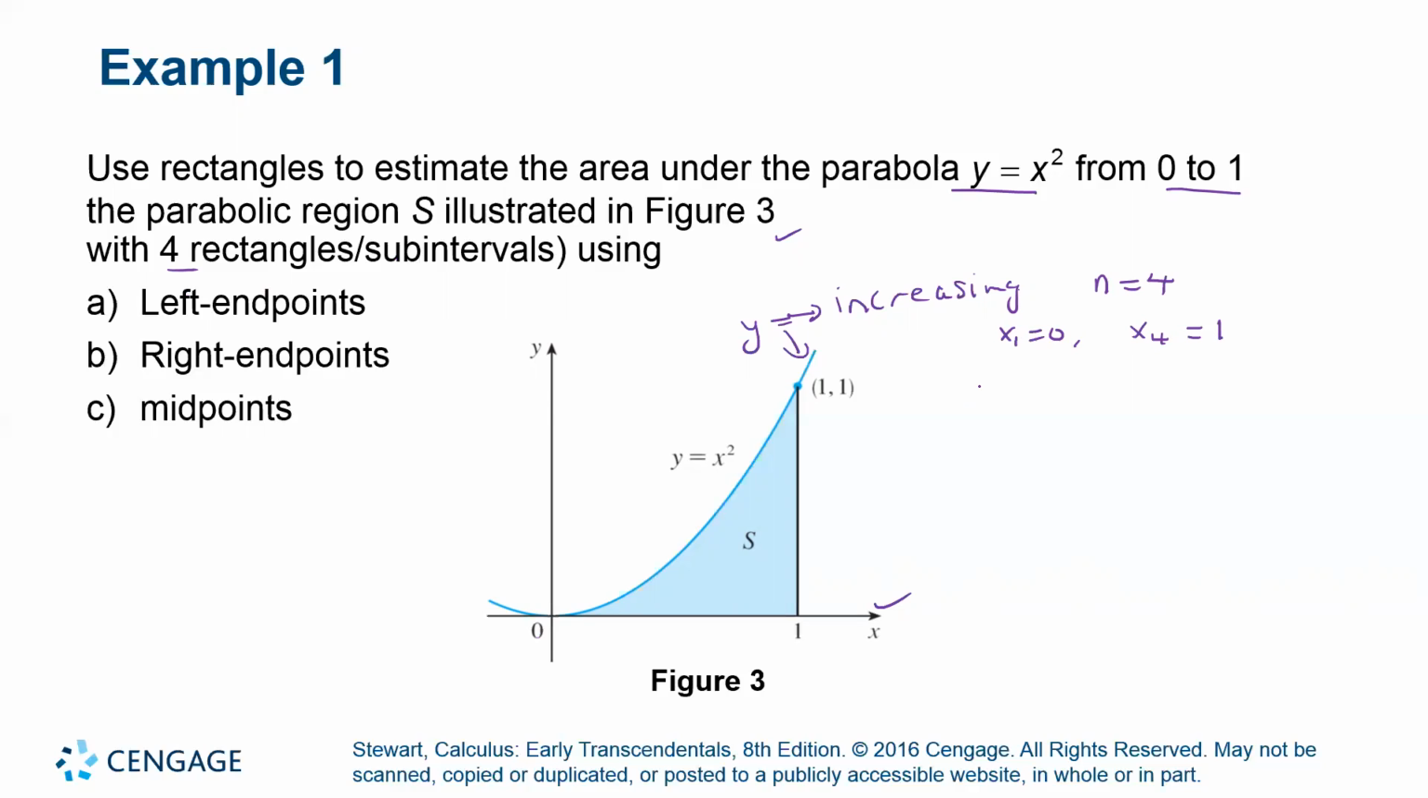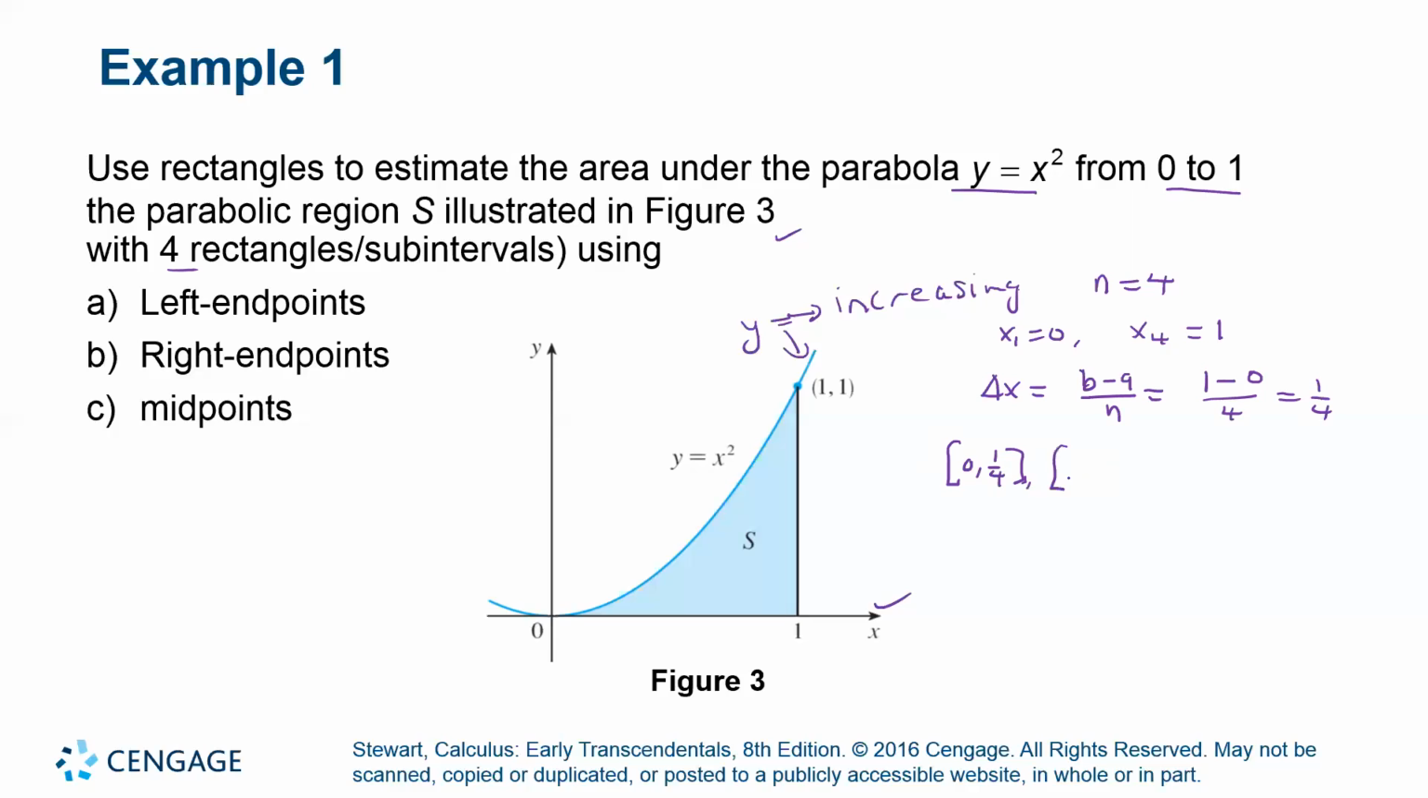So how do we partition this? Now, don't forget, what is my delta x? My delta x is b minus a divided by n. In this case, my b is 1, my a is 0, and my n is 4. This is 1/4. So if I partition this, the first subinterval will be from 0 to 1/4.